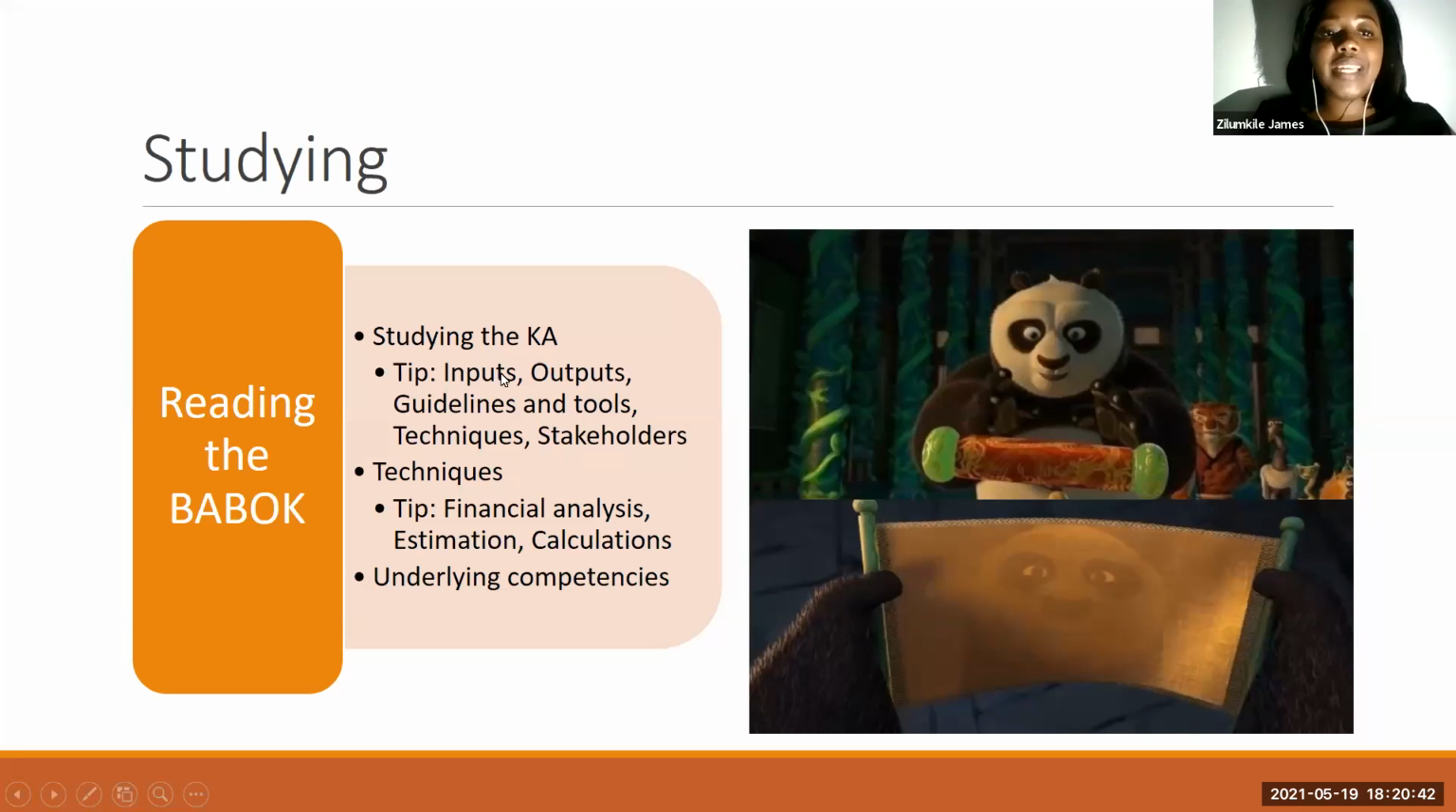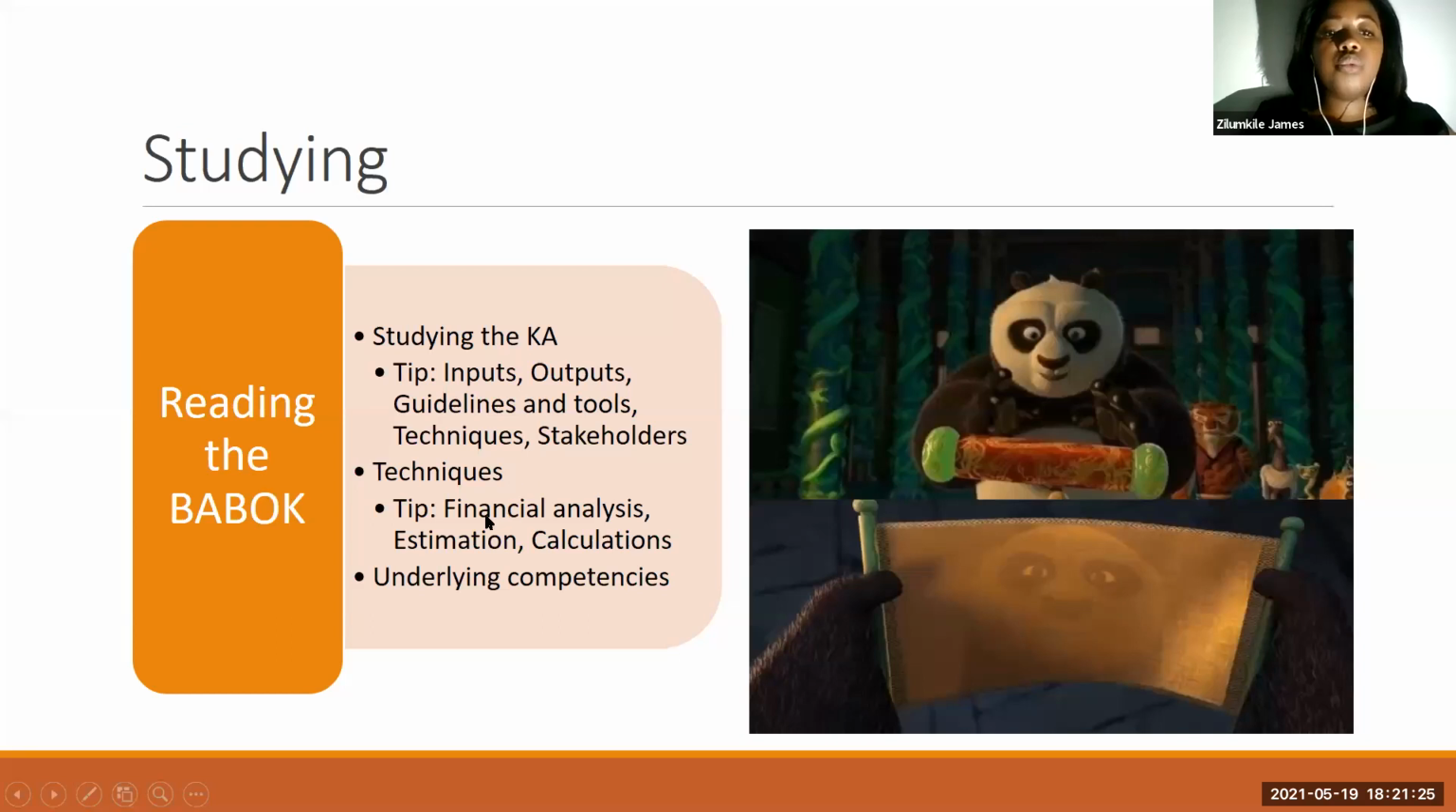So when we focus on your studying, reading the BA book, it's important to focus on your knowledge areas to understand the link between the inputs, outputs, guidelines and tools, techniques, and stakeholders. Because each knowledge area has tasks, so you need to understand what the inputs and outputs amongst the various tasks are. So what I did is I made a map, because some outputs from certain tasks are actually inputs for other tasks. So it's important to know what the link is, because in the questions you will be tested on whether you understand the link between the various tasks and knowledge areas.